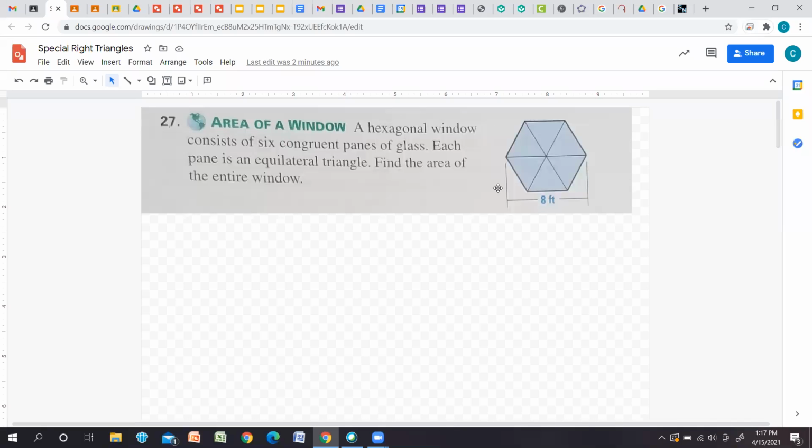Good morning. For this assignment, you will be applying the Pythagorean theorem as well as special right triangles, which is actually one form of the Pythagorean theorem. So I'm going to work through this first problem as an application.